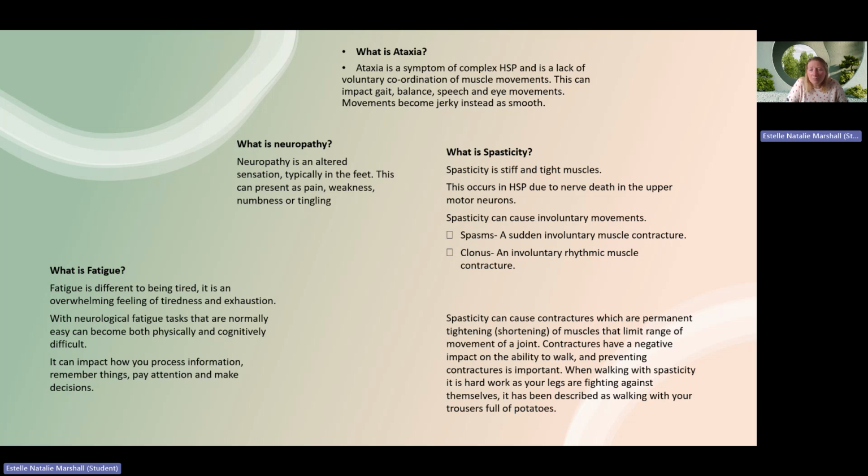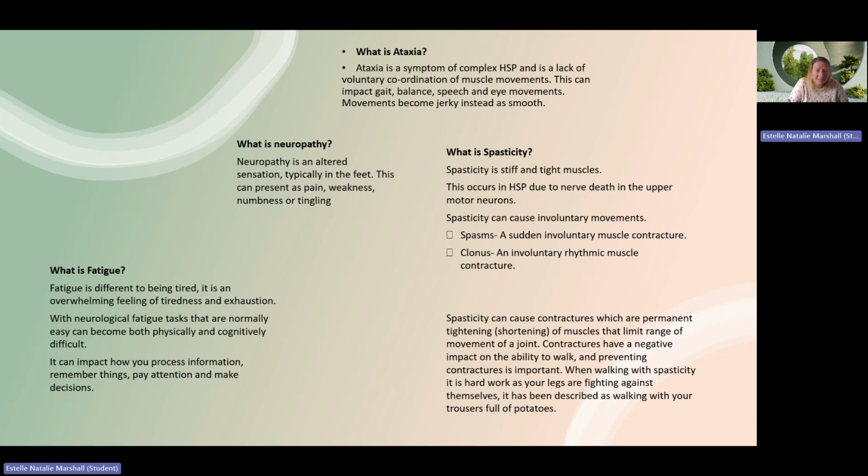Neuropathy. Neuropathy is a symptom in many different conditions that cause peripheral neuropathy. So peripheral nerve damage causes that, and it's altered sensation. It's not always a lack of sensation. Sometimes it can be pain, weakness, numbness or tingling. So sometimes people get a lot of pain through neuropathy, and that can cause problems.